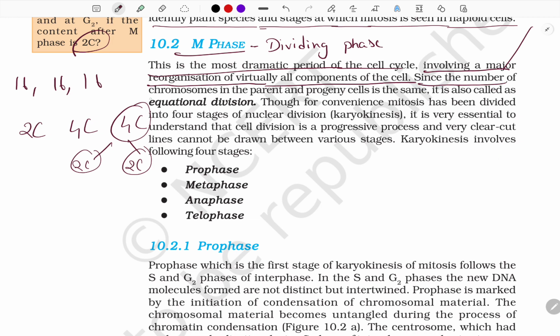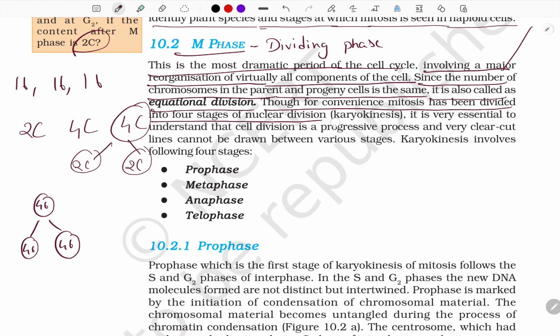Since the number of chromosomes in the parent and progeny cells is the same, it is also called equational division, because if we assume that a cell is starting with 46 chromosomes, the daughter cells will also have 46 chromosomes. Though for convenience mitosis has been divided into 4 stages of nuclear division, that is karyokinesis, it is very essential to understand that cell division is a progressive process and very clear-cut lines cannot be drawn between the various stages.